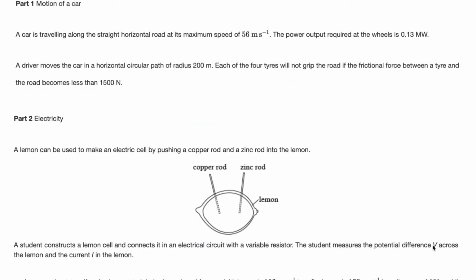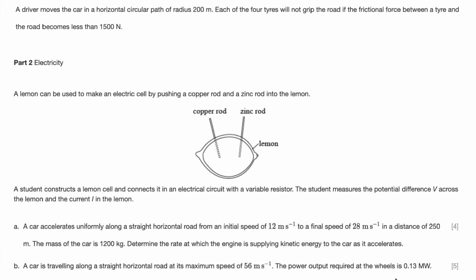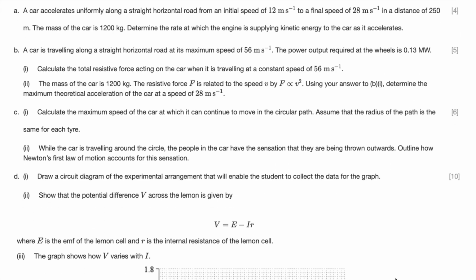The first part of the question is about motion of a car. A car is traveling along a straight horizontal road at its maximum speed of 56 meters per second. The power output required at the wall is 0.13 million watt. The driver moves the car in a horizontal circular path of radius 200 meters. Each of the 4 tires will not grip the road if the frictional force between a tire and the road becomes less than 1,500 Newton. So let's take a look at the problem first.